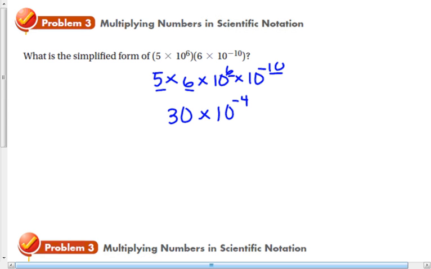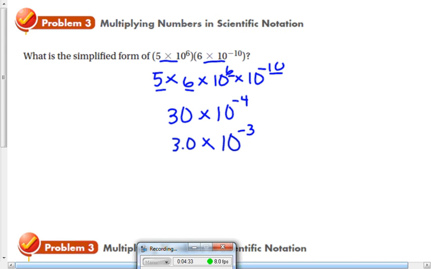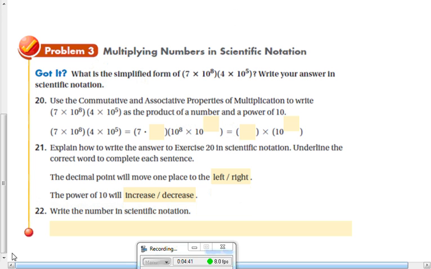And then I'm just going to finish by putting it back in scientific notation. If the numbers are written in scientific notation, then so should your answer. I'm going to change this to 3 to the 0. So I made that number smaller, which means I'm going to need to multiply by 10 one more time. So if you add 1 to -4, you get -3. All right, go ahead and try that, and I'll check back with you.